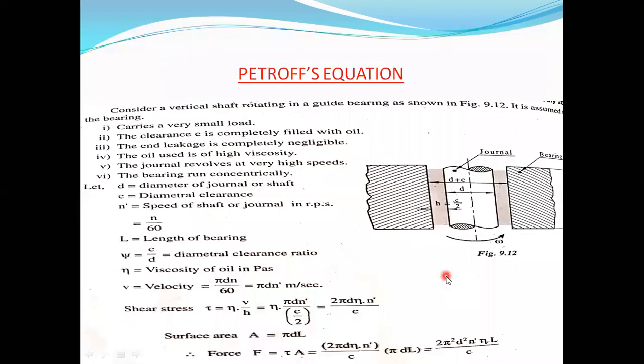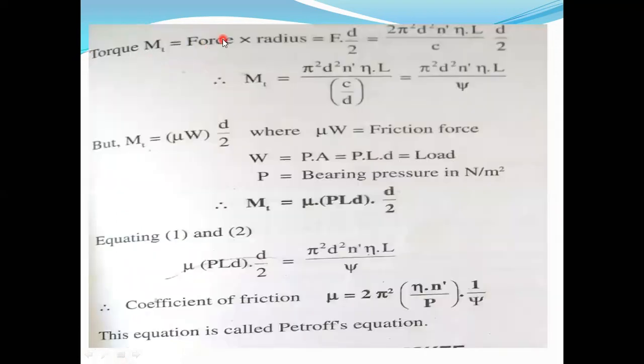So here first we considered the force, that is from shear stress. Force is equal to shear stress into area, so we calculated the formula for force. Then we considered the torque. Torque is equal to force into radius. Then we calculated the formula for torque, and we equated equation 1 and equation 2. Then finally we got the formula for mu. So we are going to use this to calculate mu based upon Petroff's equation.